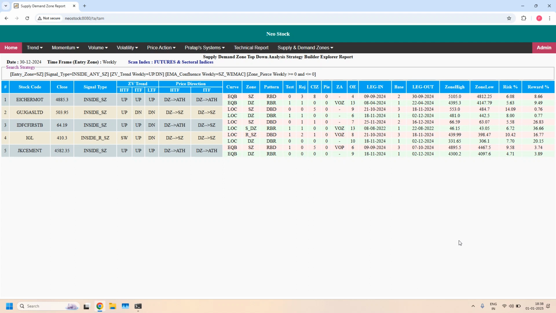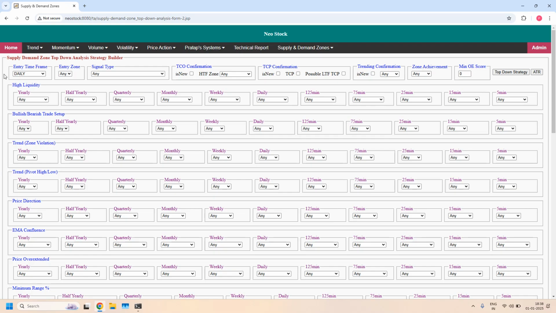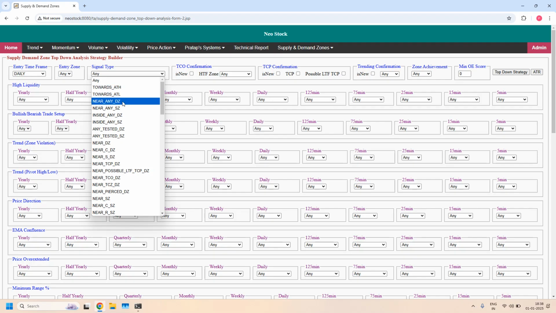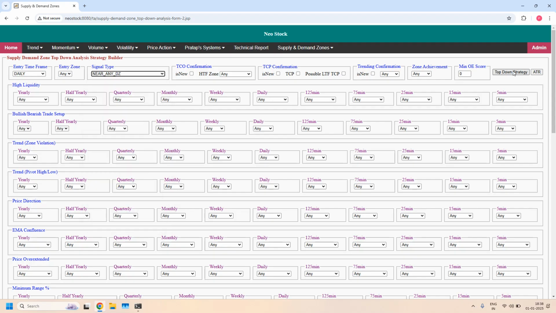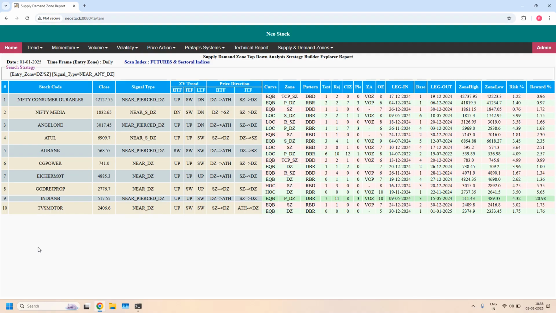Okay, this is about weekly time frame. Next time frame is daily. Entry time frame daily. Let us find the stocks near to the daily demand zone. We got 10 stocks. Let us identify high liquidity daily demand zones from this list. NIFTY Media is pierced, not valid. Atul is having a high liquidity daily demand zone. That's it. We have only one high liquidity daily demand zone from this list.